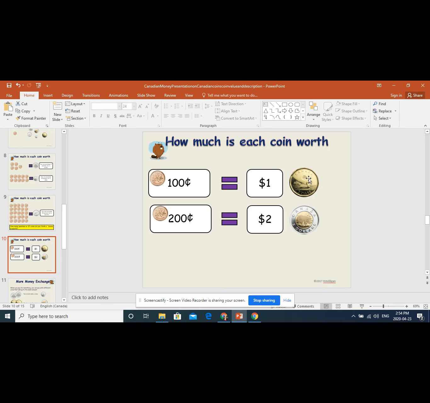So a loonie, or $1, actually is 100 pennies. Okay, so it's equal to 100 cents. Now, $2 is equal to 200 pennies. So you had a group of 200 cents that is the same as $2. But we don't want to walk around with 100 or 200 pennies in our pocket, right? So instead, we just carry loonies or toonies.